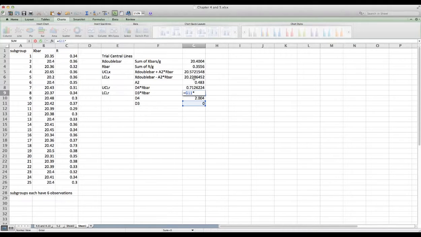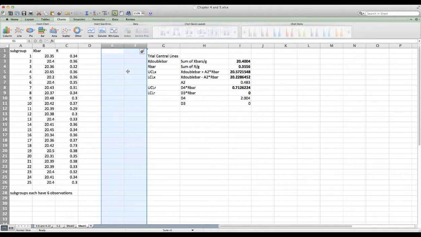Equals D3 times 0.3556, which is 0. So check, check, check, check. These are the 6 values that I need to construct. Now I have successfully constructed a trial control line or control chart for both the X bar chart and the R chart. Now I'm getting pretty excited because I can make this control chart visually.